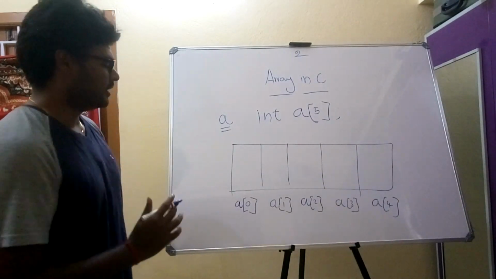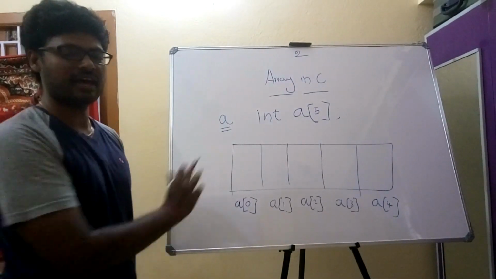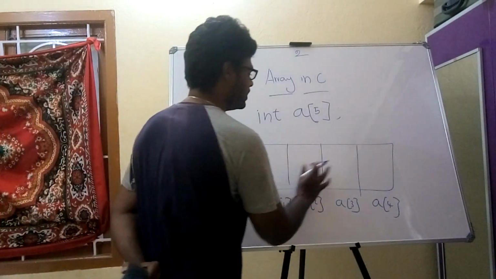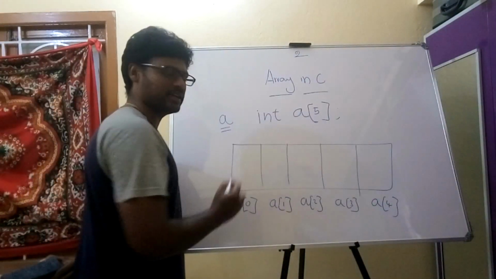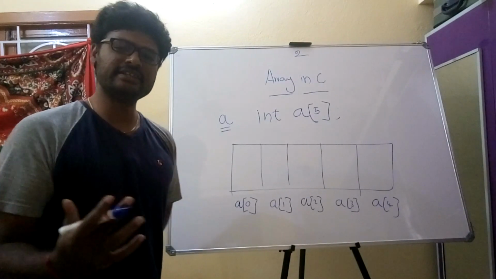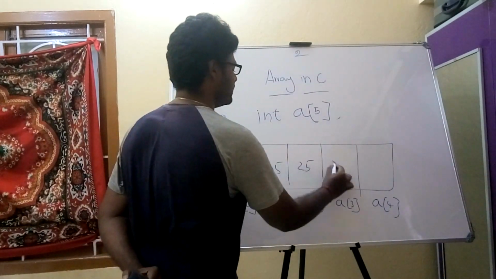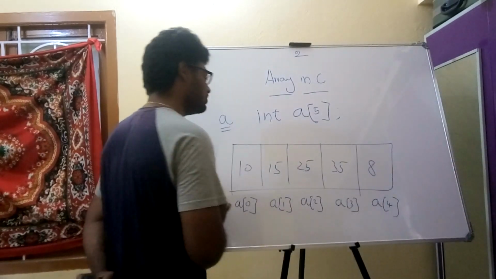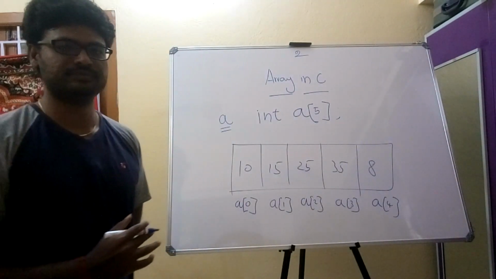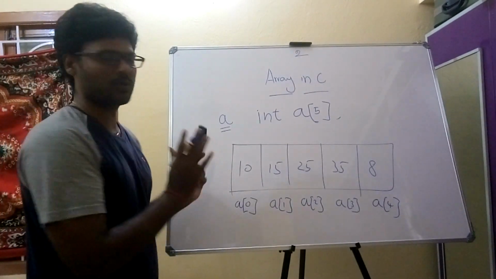Okay, so the name is A for the whole array. In this array, we can store 5 elements. In these locations, we can store any integer value, for example, 10, 15, 25, 35, 8, like that. Okay, so in this way, the elements are stored in an array.